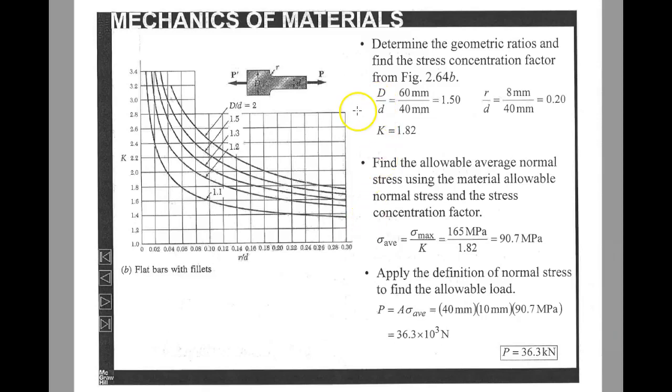So we calculate that ratio, D over d, 1.5, and R over d, which is 0.2. So we come in here at 0.2, and come up to 1.5, and then we read over to the left, and I get a value of just over 1.8. They define it as 1.82. Then we put that on the bottom with the sigma max and find sigma average. And in this case, we know that sigma is equal to P over A. So if we multiply sigma average times the cross-sectional area, we find the P, or the load that we can apply in order to not exceed our limits on this particular bar with a fillet.